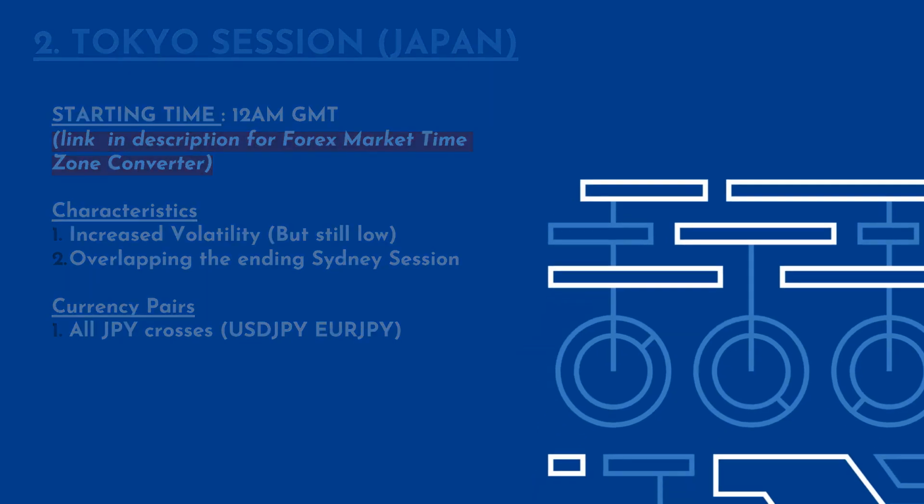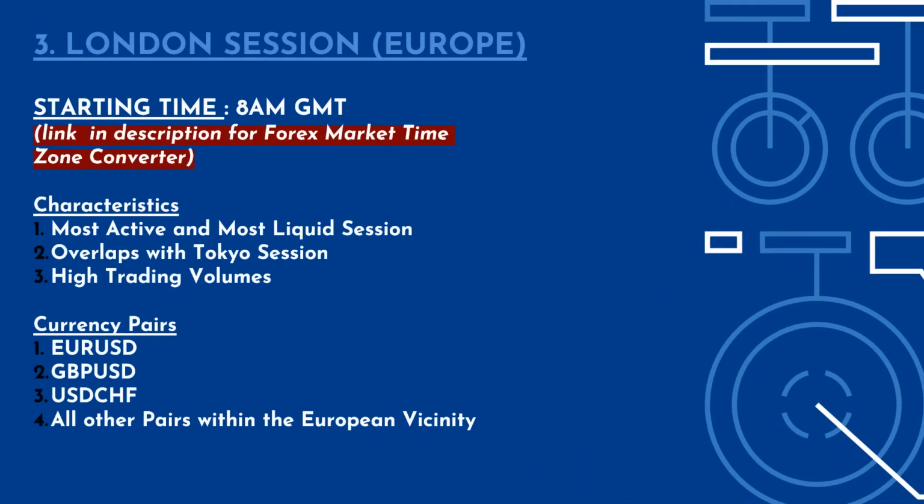So now we move on to one of the most favorite sessions of most people, which is the London session, where most traders are awake now, and most traders love to trade the London session. The London session starts at around 8 a.m. GMT, and it overlaps with both the Tokyo and the New York session, right?